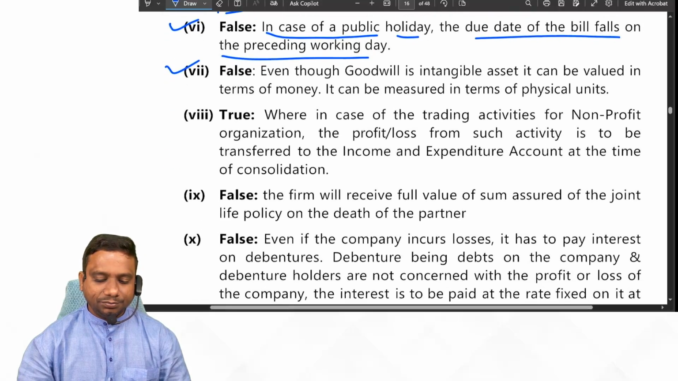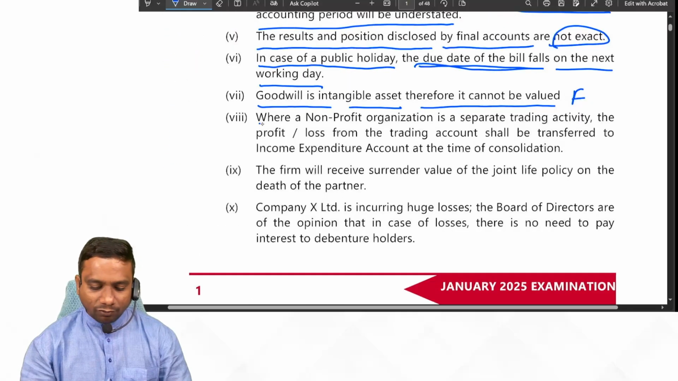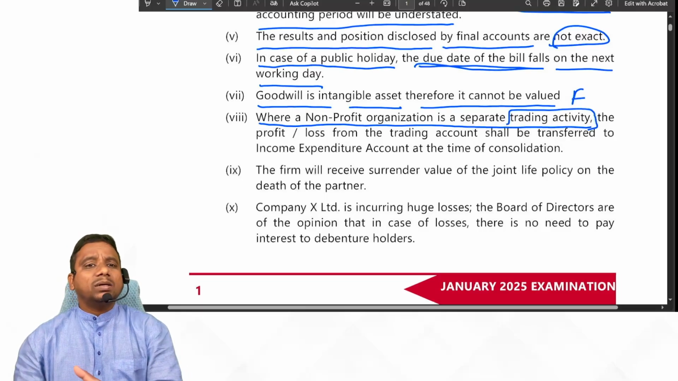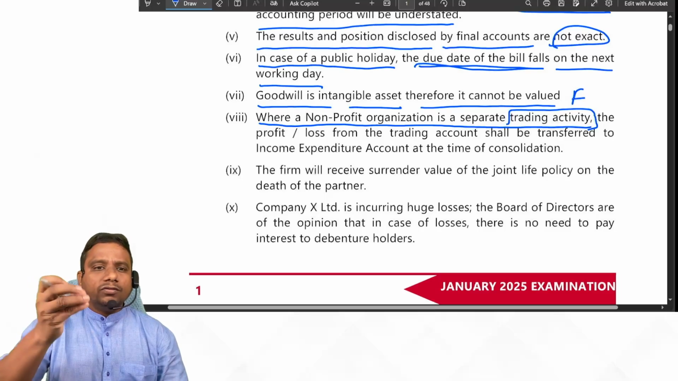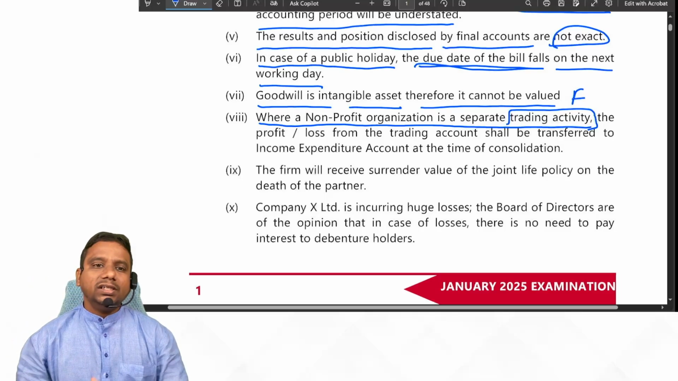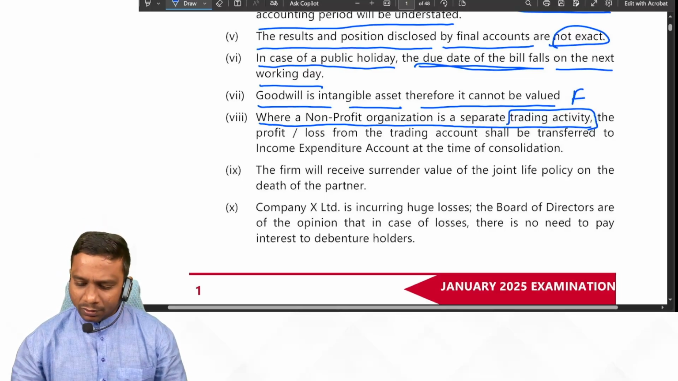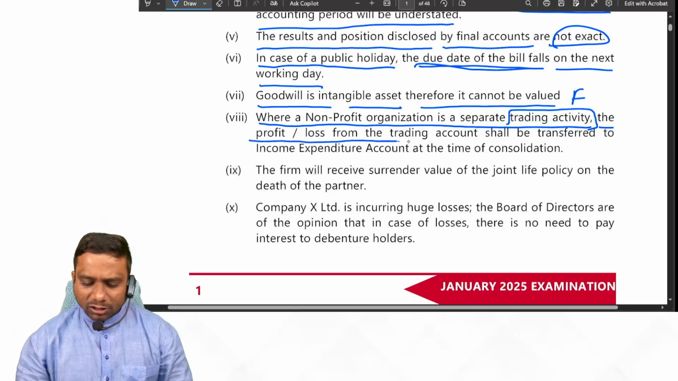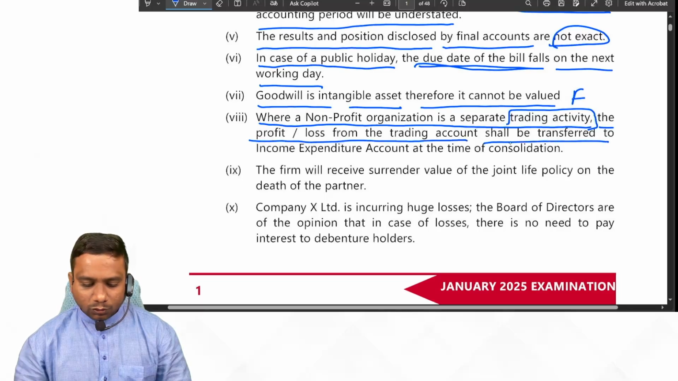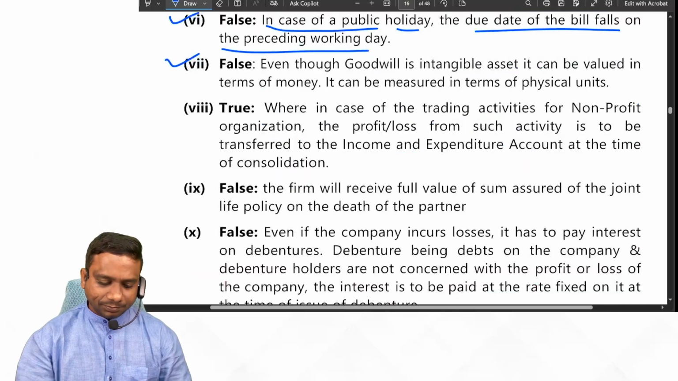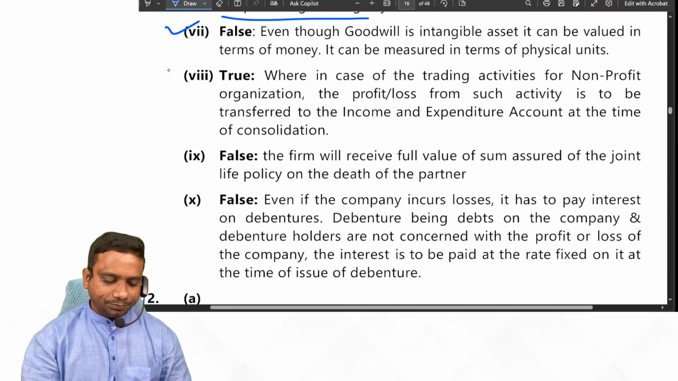Seventh one. Yes or no, students? Next one. Where a non-profit organization is a separate trading entity, normally we prepare a separate trading account, and the profit or loss on trading activity is transferred to the income and expenditure account. This will happen normally. The profit or loss from the trading account shall be transferred to the income and expenditure account at the time of consolidation. Yes, it is true.